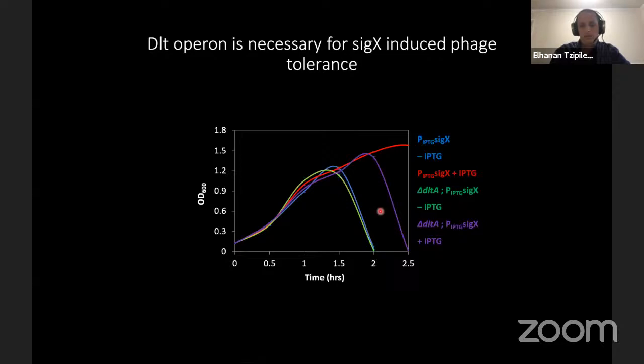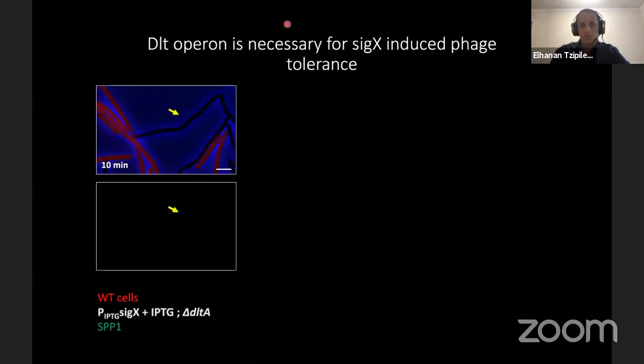And here again, you can see the lysis of the culture, and upon induction of sigma X in red, there is a phage tolerance. However, when we induce sigma X in cells with a mutation in DLTA, the phage tolerance was largely abolished. And we found that DLTA deletion can perturb all the phenotypes of sigma X overexpression.